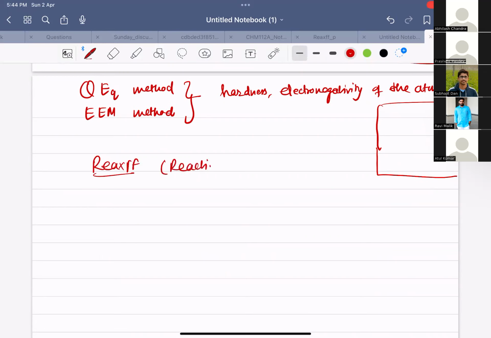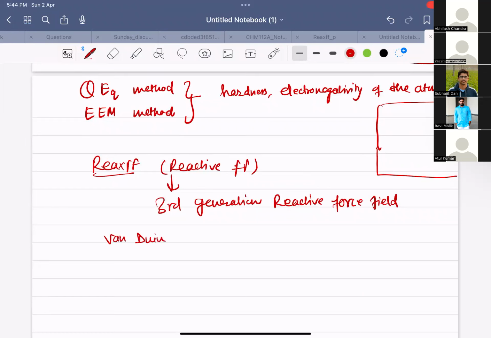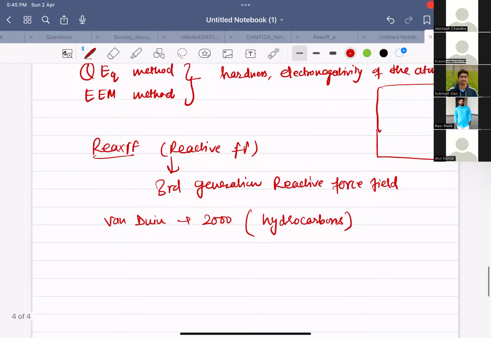So ReaxFF is your reactive force field. This is the third generation reactive force field. It did not exactly come into existence then, but the first paper was published by van Duin in 2000, and it was first introduced for hydrocarbons. This reactive force field is totally dependent upon the bond order.